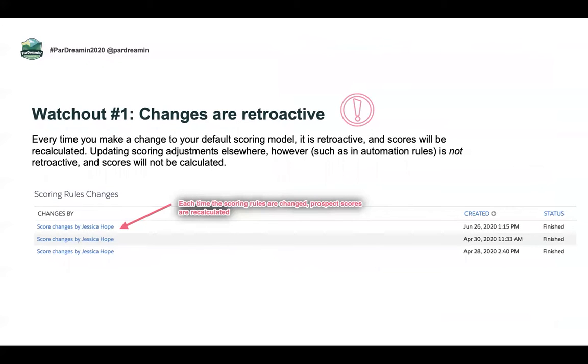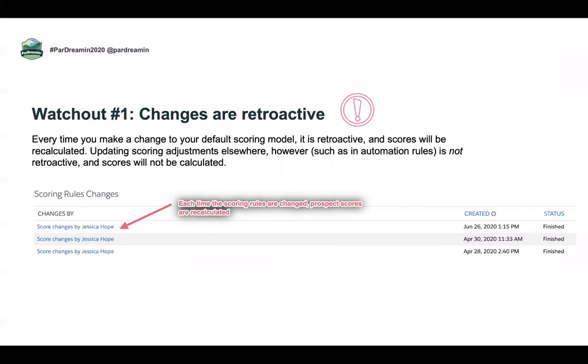So the first watch out that I have listed here is to just remember that the changes are retroactive. In most cases, that is a good thing. If you take email open as an example, you might have started off with it as 0, especially if you started off with the default model in place, but then decided later that that didn't really make sense. And if that's the case, then going in and changing that to 1 or to 3, whatever that might be, is helpful because it forces a recalculation.